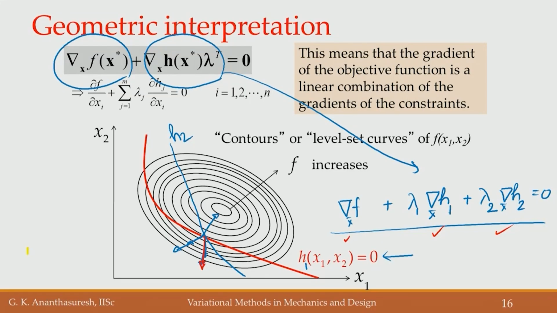If there are n variables and m equality constraints, m should be less than n. We will discuss how we can derive this in the next lecture.